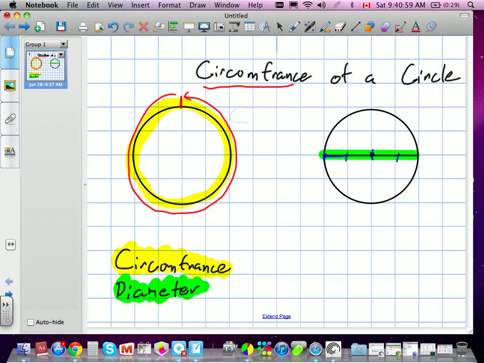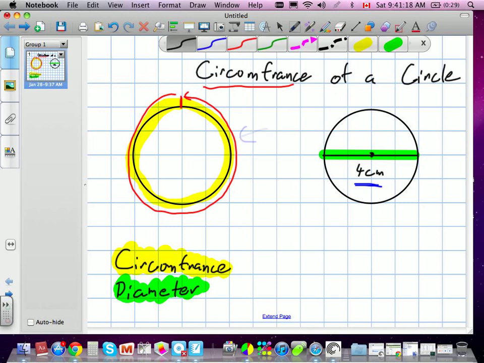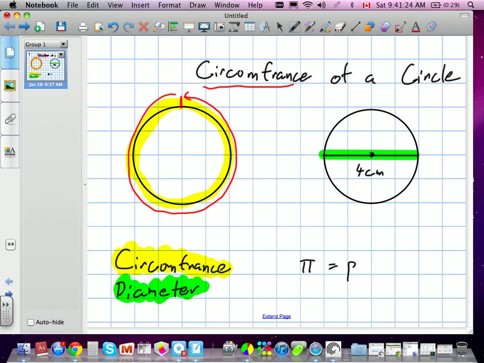It goes 1, 2, 3, 4. We're going to say there's centimeters. So the diameter in this one here, we're going to say is 4 centimeters in length. Now, I can actually figure out the circumference, so the distance around the circle, using the diameter. I have to multiply it by something. And what we have to multiply it by is a symbol. The symbol is called pi.